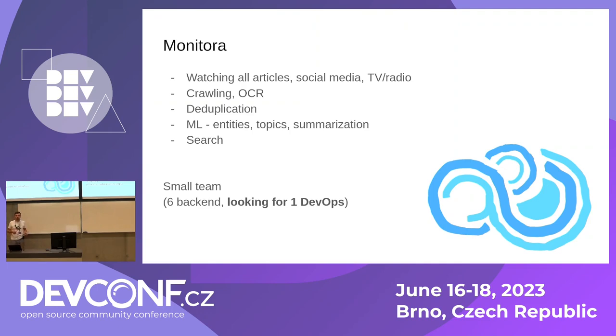We do OCR, a lot of interesting tech. The deduplication of articles across the web is an interesting problem. We do a lot of machine learning to recognize what the article is about, to be able to summarize it. We search large amounts of texts. And what is interesting in this company is that we are a small team at the moment. It's six people on the back end, and we want to remain a small team as we build a worldwide product. Currently, we are looking for one DevOps person, so if anyone is interested.